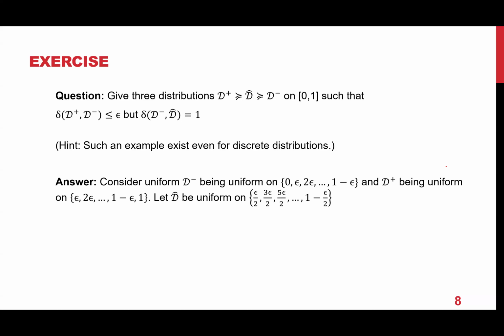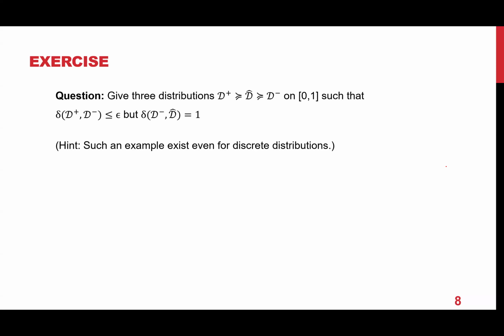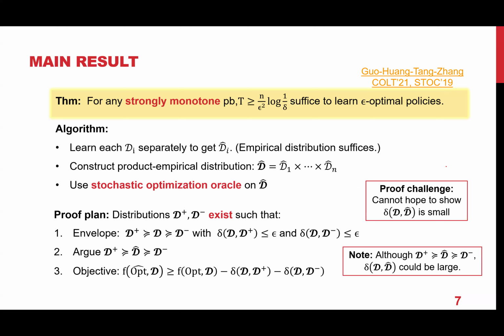As I was saying, why was this crucial? I just wanted to illustrate. So going back, what was the theorem that we are trying to prove? The theorem is that for any strongly monotone problem, as long as you have roughly n over epsilon squared samples, you can learn the optimal policy. The approach is to learn each individual distribution separately just by taking the empirical distribution, construct the product empirical distribution out of it, and send it to my offline stochastic optimization oracle. Whatever algorithm it suggests, that's what I'm going to use.